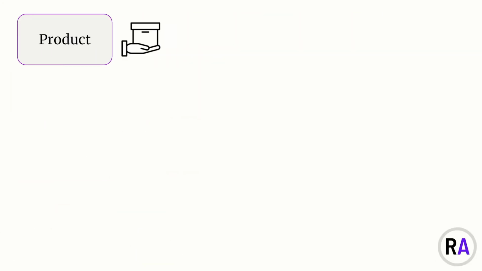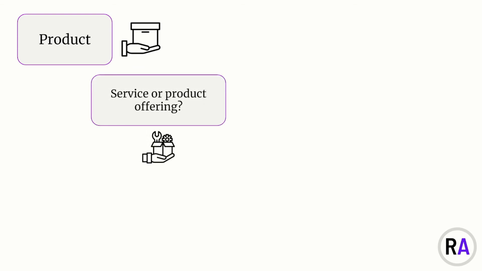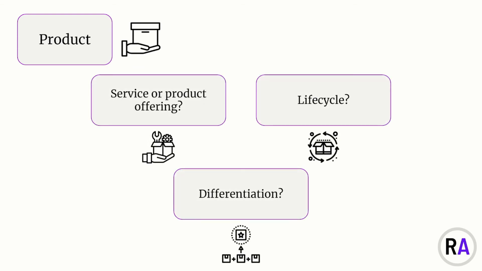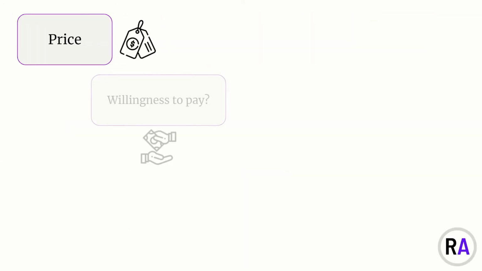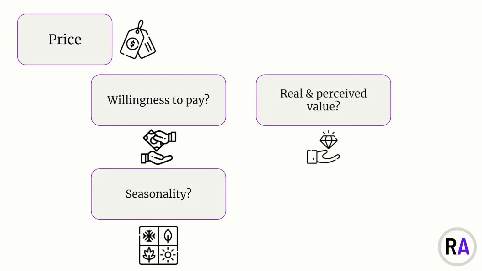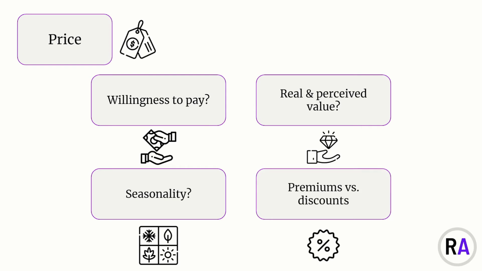Product is literally what service or product offering will we provide and where is it in its life cycle? How novel or differentiated is it from other similar offerings in the industry? Price at its most simple point is how much someone is willing to pay for a product, and this needs to factor in real as well as perceived value. This should also take into consideration seasonality and potential for premium pricing or required discounts.